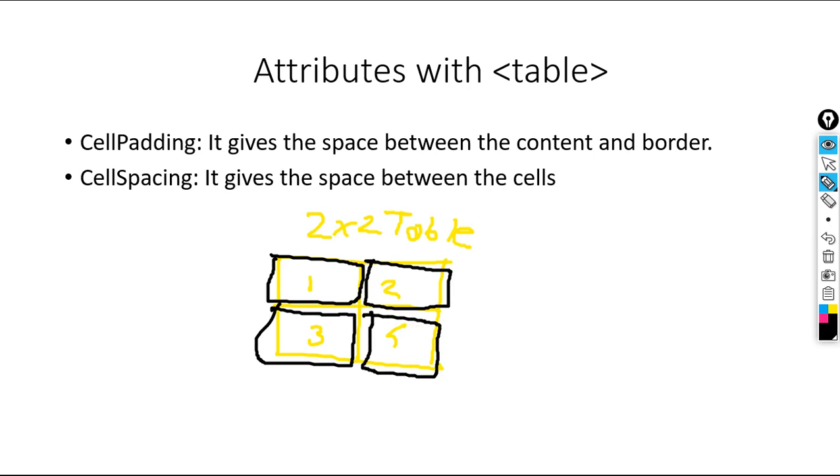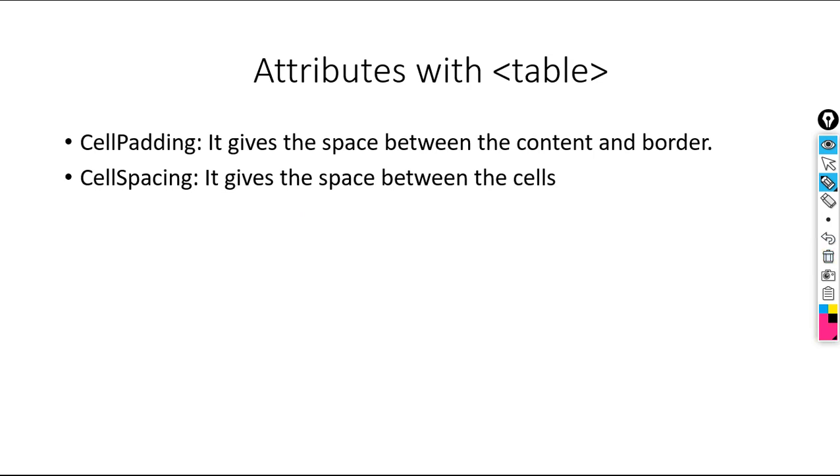Cellpadding is used to define space between the content and the border of the cell, whereas cellspacing is used to define space between the cells. Space between the cells. Understood? Now let's move forward. I will show these examples practically, there you will have a better understanding. This is not tough to understand.